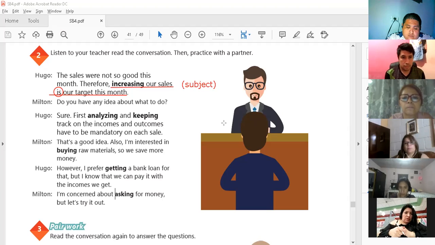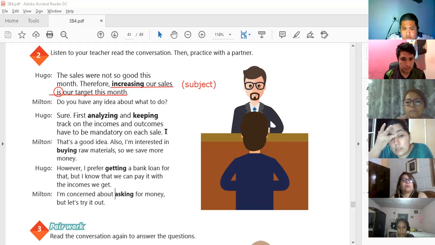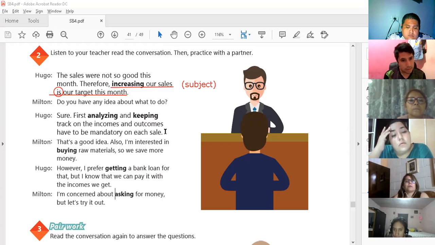¿Tienes alguna idea de lo que hay que hacer? ¿Tienes alguna idea de qué hacer? Very good. Sure. Seguro. First, analyzing and keeping track of the incomes and outcomes. Primero analizando y dando seguimiento a las entradas y salidas. Have to be mandatory for each sale. Primero hay que analizar y hacer seguimiento de los ingresos y los resultados de cada venta.